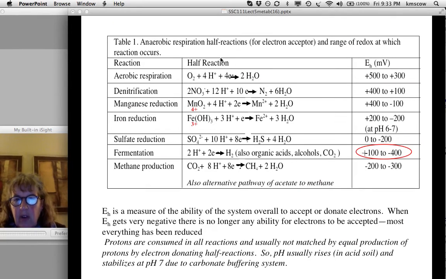Okay, so here are a number of half reactions for the processes we were just talking about. Aerobic respiration, denitrification, which is nitrate being used as an electron acceptor, manganese reduction and iron reduction being used as electron acceptors, then sulfate reduction, and then methane production. With fermentation, remember we talked about fermentation in between.